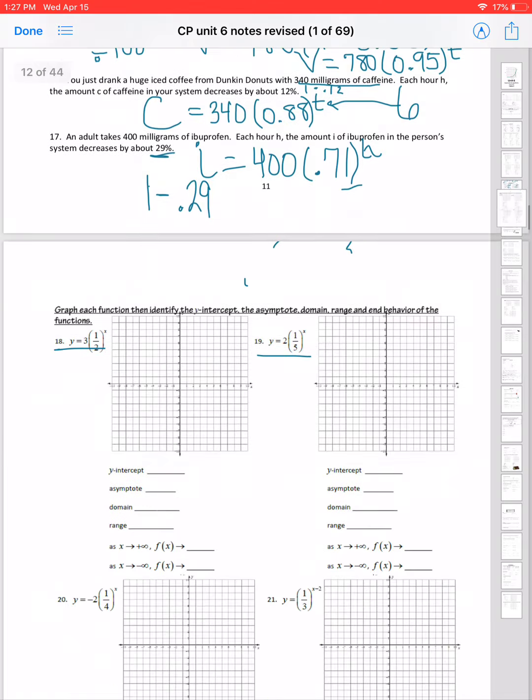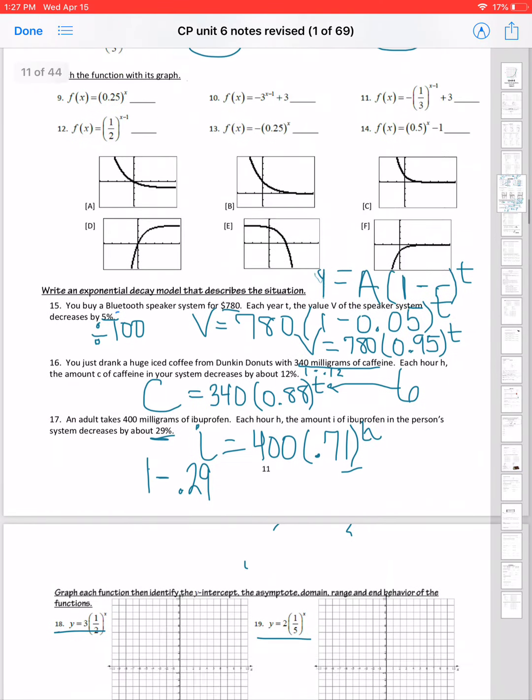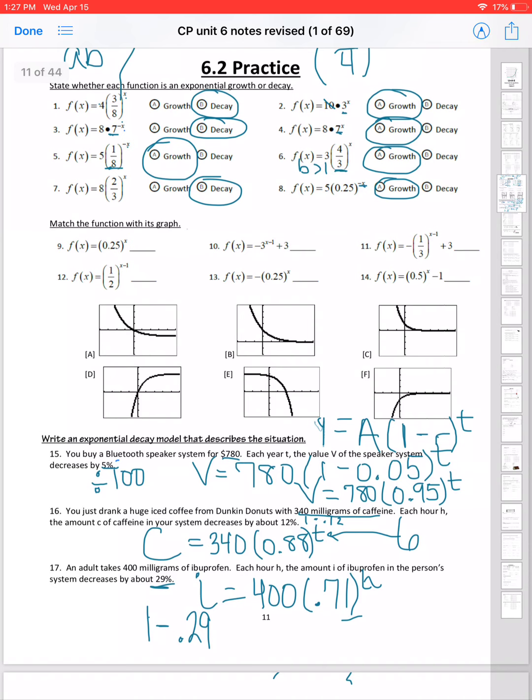Hopefully that was a really good representation, a quick few minute representation of all of this, and in a few days I'll do logarithms.